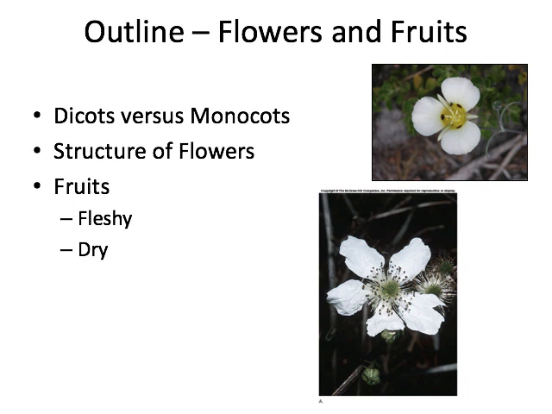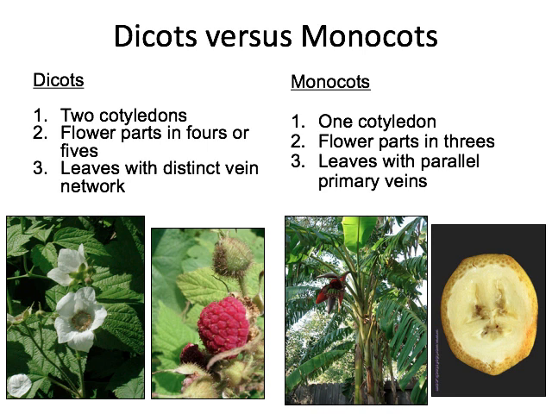of the flowering plants. Once the female part of a flower gets fertilized, it usually forms into a fruit, and we're going to learn a short list of fleshy versus dry types of fruits. First, what is this comparison of dicots versus monocots?